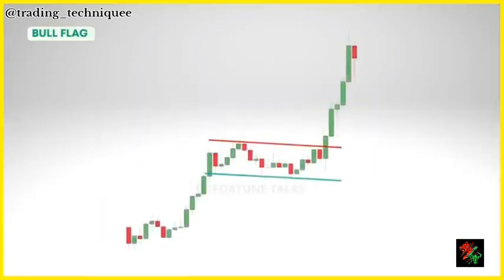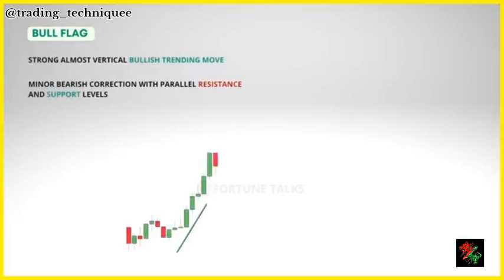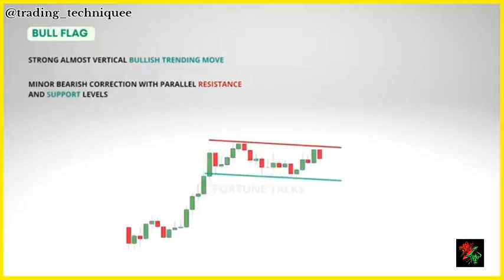The bullish flag or the bull flag, as the name suggests, forms during a bullish trend. The bull flag starts with a strong, almost vertical bullish trending move, which then stabilizes and turns into a minor bearish correction with parallel tops and bottoms, which are important levels of support and resistance.